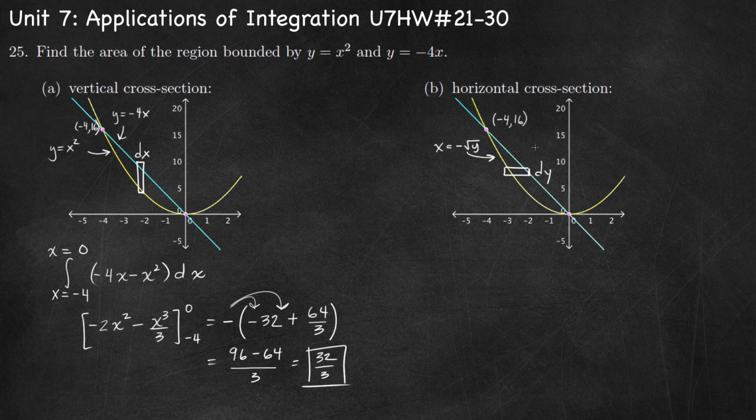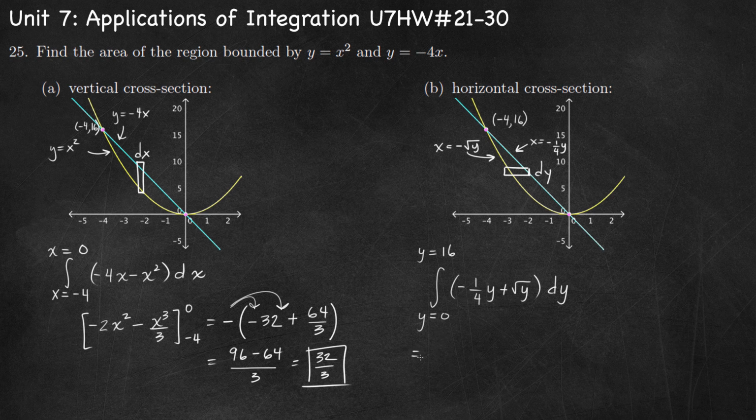And then the equation on the right, we solve that for x. Instead of y equals -4x, we get x equals -1/4 y. Okay, that should be all we need. So now we have our integral. This is a dy problem. We're going from y equals 0 up to y equals 16. Right minus left, so -1/4 y minus negative square root y, times dy.